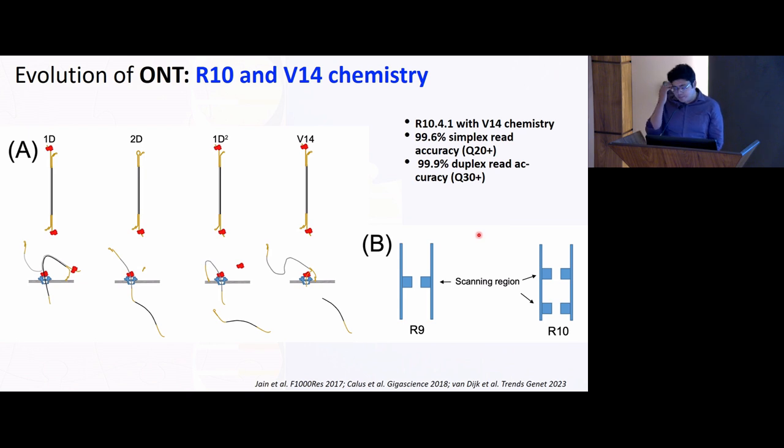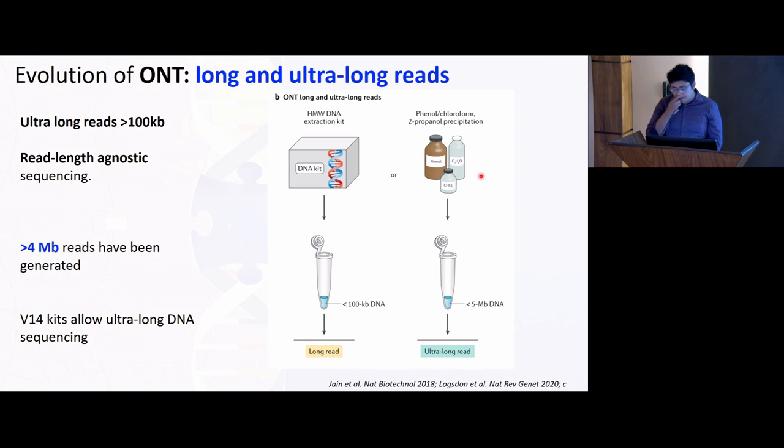This is the different chemistry. I'm not going to detail. So the current chemistry is known as V14, in which both the strands of the DNA are sequenced. And like I told you, the scanning region has reduced, and now this R10 chemistry actually uses 2 of the scanning pores, thereby improving the accuracy even further. So right now they claim a simplex read accuracy of Q20 plus, and even with duplex read accuracy it could be Q30 plus. But still, at today's state, the PacBio HiFi seems to be more accurate than Oxford Nanopore, but they are still approaching an accuracy rate of 99% with these further chemistries.